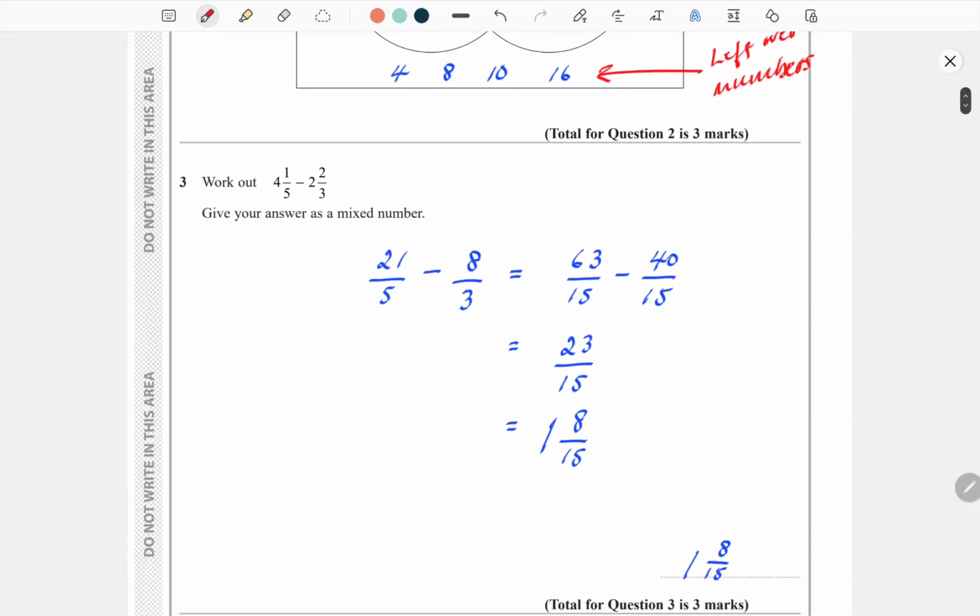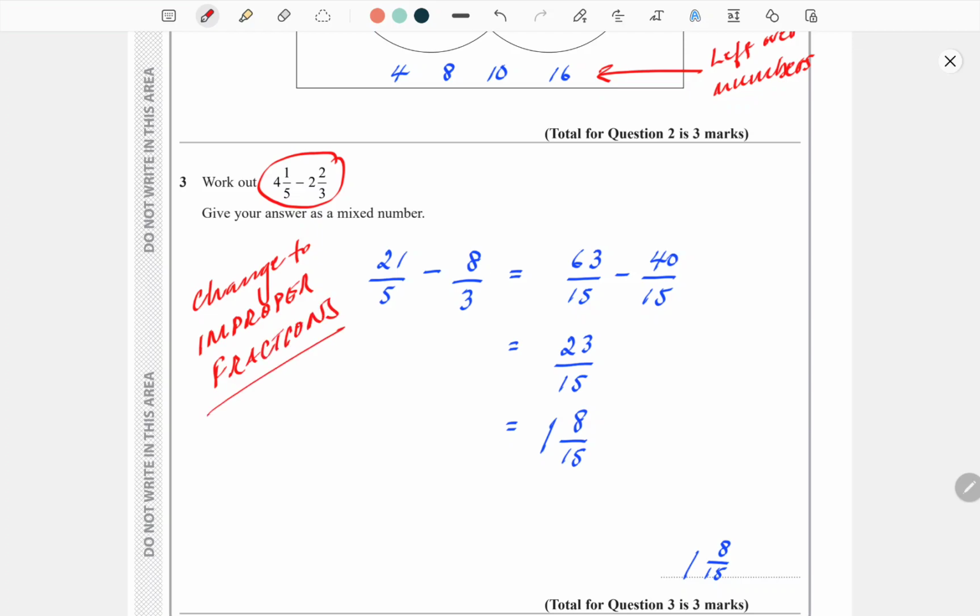Moving on, number 3. Okay. You've got fractions as mixed numbers. The first thing you need to do is change to improper fractions. Okay, that's the first step. That then allows you to apply your normal fraction operations to the numbers without having to worry about the integers. All right, so in case you're not sure, how do we convert 4 and 1/5?